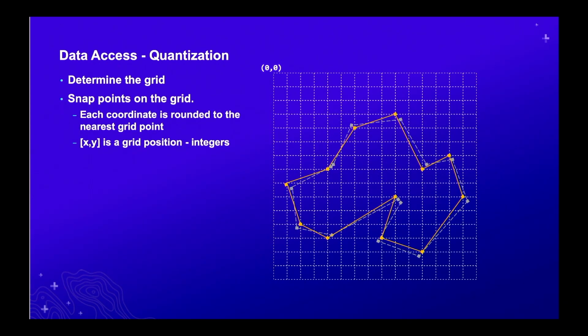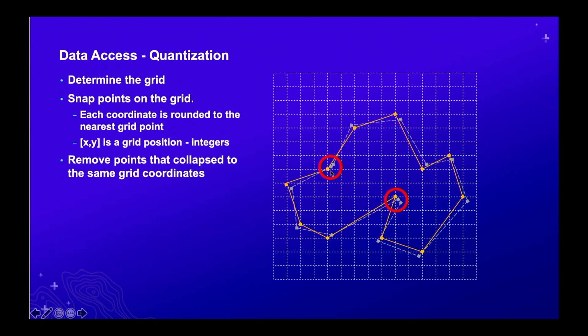Then the second step is to snap each point to the grid. So now the grid, the origin of the tile, is 0, 0, the top left corner, and we snap, which means we round the x and y coordinate to the nearest integer point on the grid. And so now those coordinates that were in world coordinates, Web Mercator coordinates, are now integers relative to that 0, 0 origin. So notice that vertices here that are close together snap to the same point. And that's how the generalization really happens.